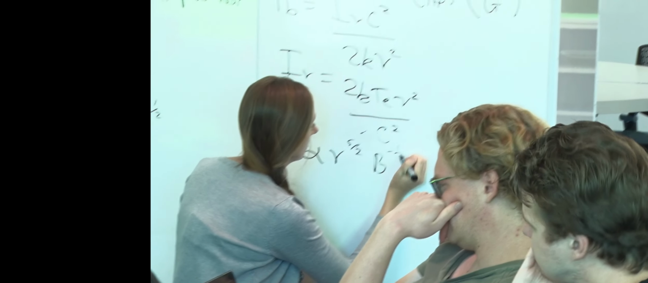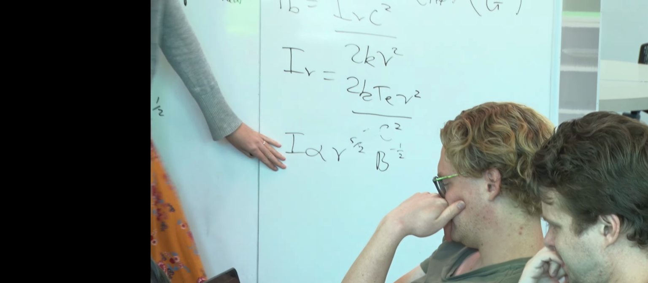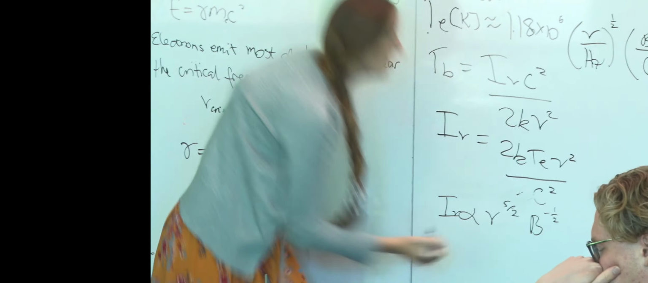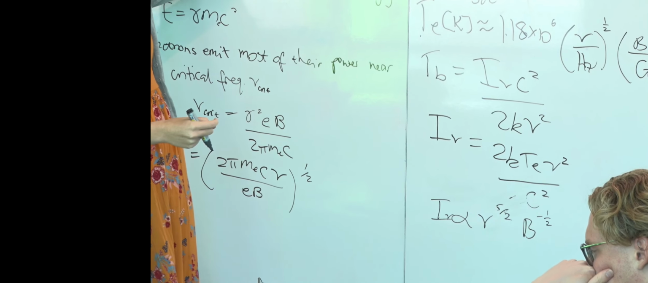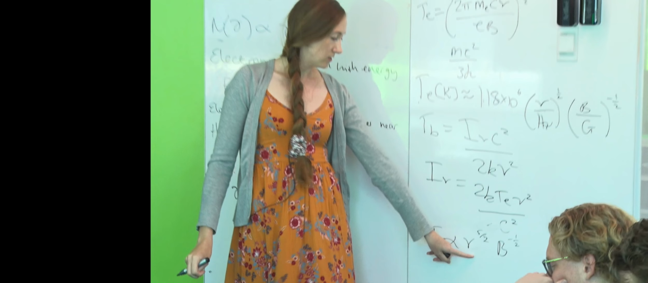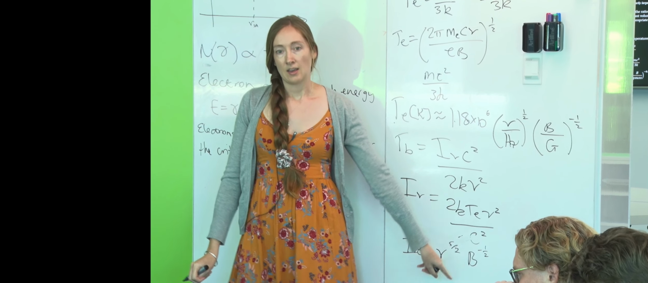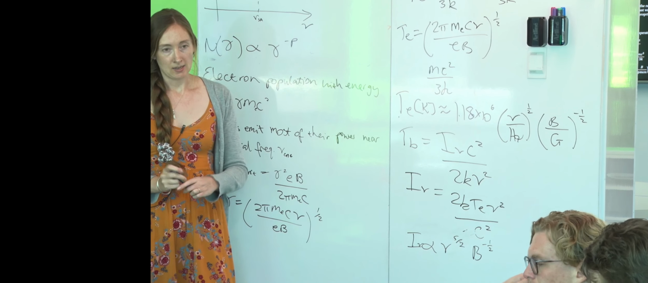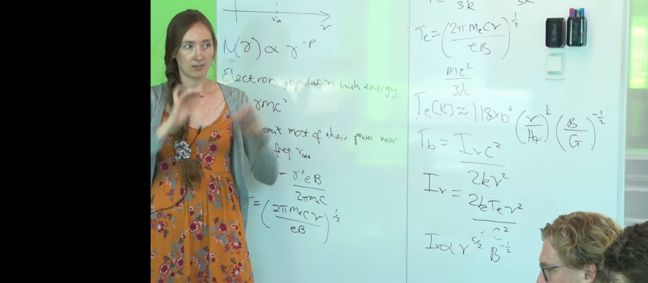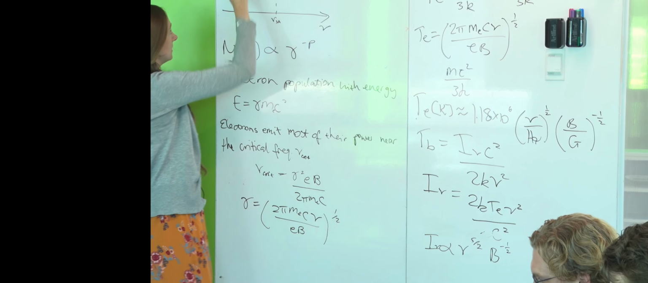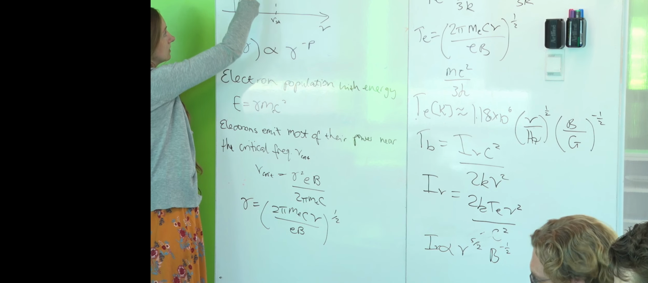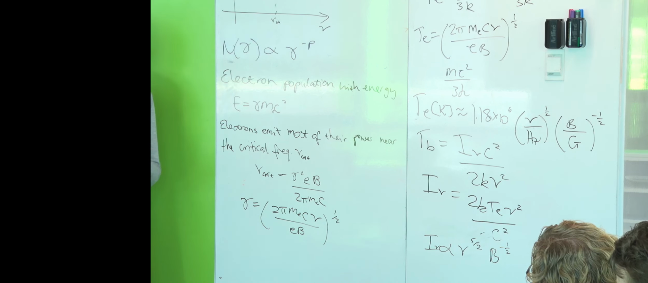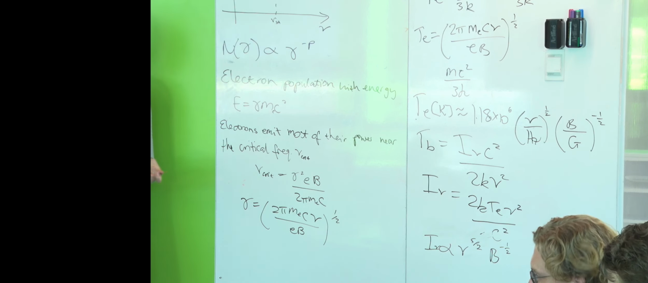Mu to the 5/2, and the magnetic field to the minus a half, but we don't really care about the magnetic field. The most important thing here is that the intensity, so flux, of the synchrotron self-absorbed part of the spectrum is proportional to mu to the 5/2. So that is what we expect to see for that left-hand side of the peak. So this region here, we expect to see this mu to the 5/2 if we're seeing a synchrotron self-absorbed source.